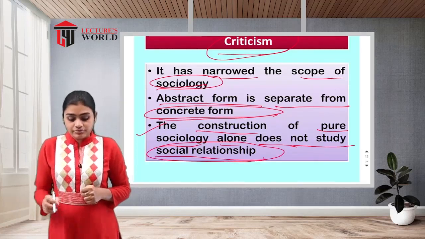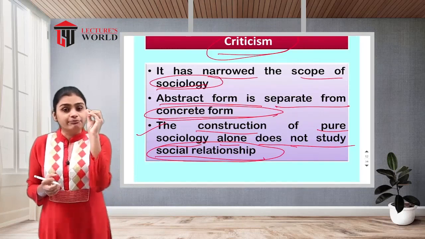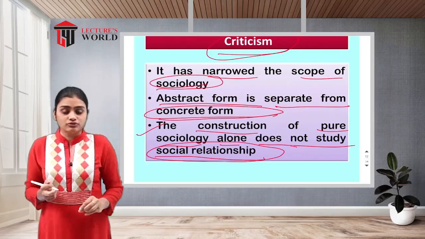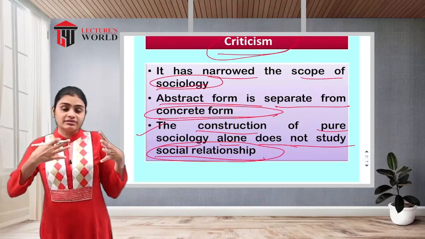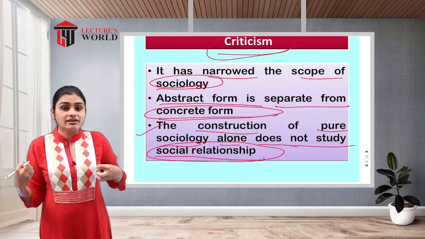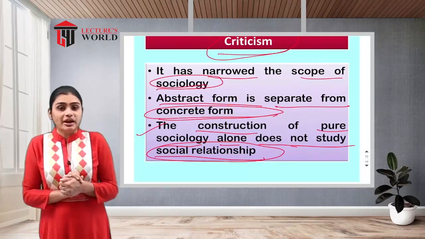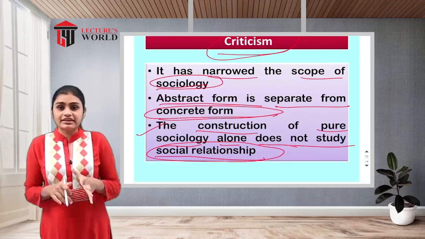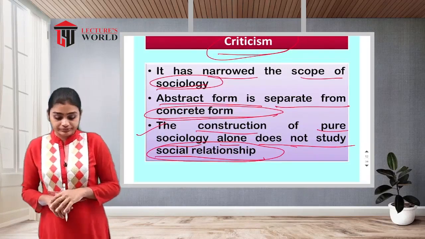That means, in the construction of pure sociology, if only particular human behavior is going to be learned, we cannot develop the study of social relationship. That means in other areas also, how the individuals are behaving, we won't be able to identify that. So these all are the criticisms of this scope of sociology.